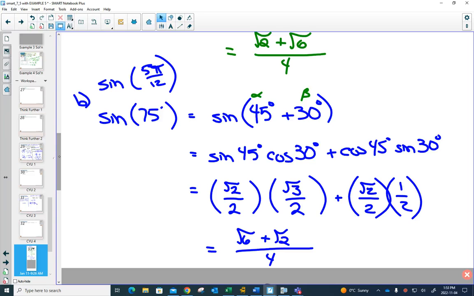And I will tell you that for sine and for cosine, not for tangent, you will always get a root 2. You will always get a root 6. And you will always get it over 4. But sometimes the root 2 will be minus. Sometimes the root 6 will be minus. Sometimes both will be negative. And sometimes both will be positive. That's what's going to change.